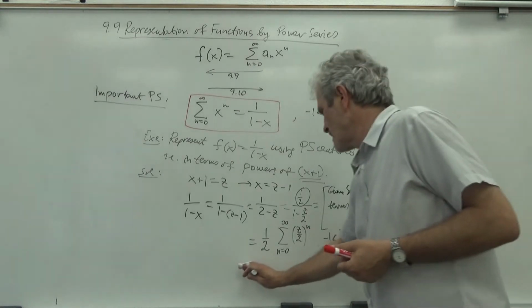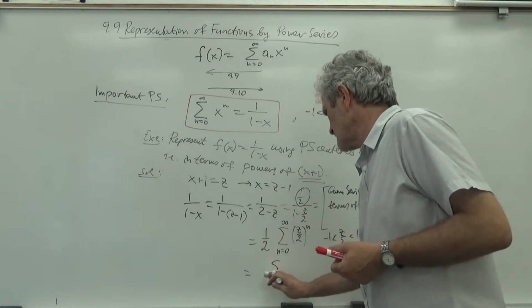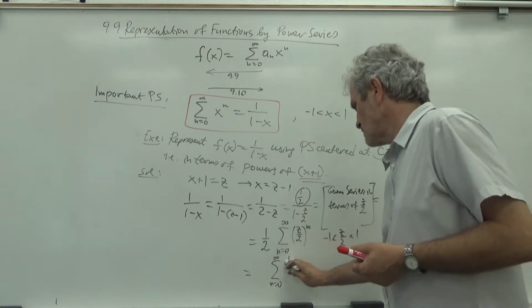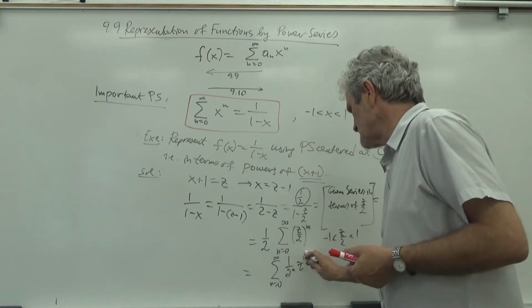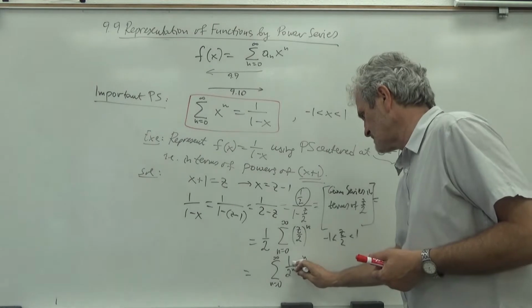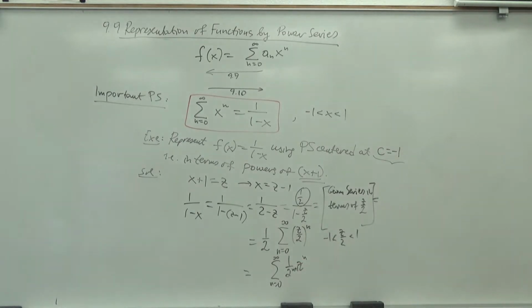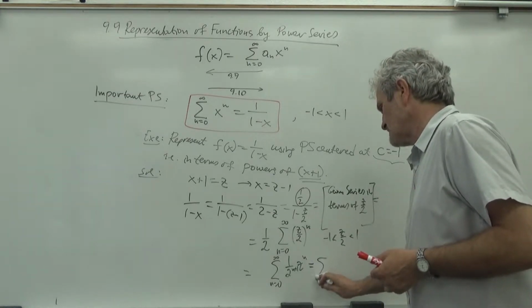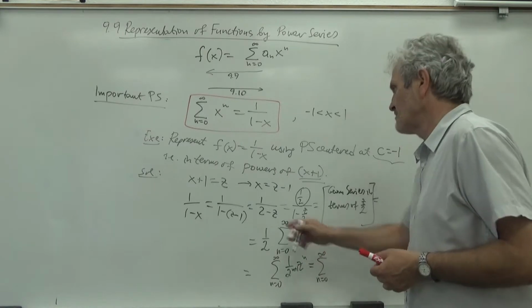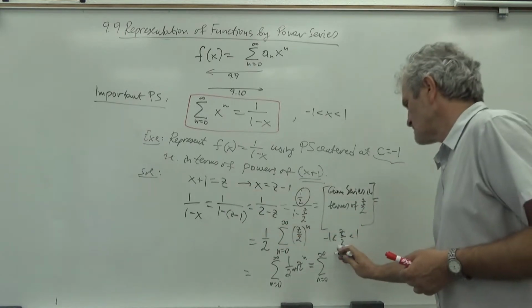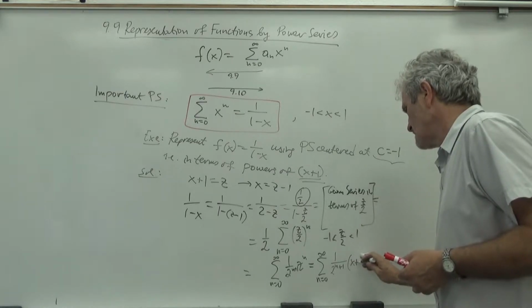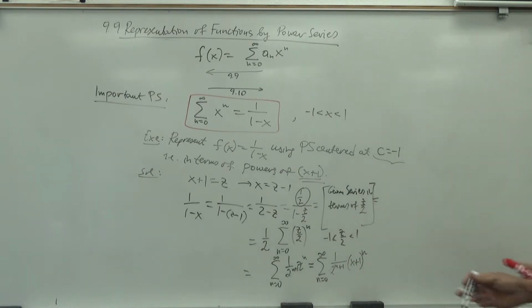Why? Because what can we do here? I can write it like this, sum from 0 to infinity. I can split this as 1 over 2 to the n, z to the n. But there is another half in front of it, so I'll distribute it back: 1 over 2 to the n plus 1, z to the n. And now I just recall that z stands for x plus 1. So it will be 1 over 2 to the n plus 1, times (x plus 1) to the n.